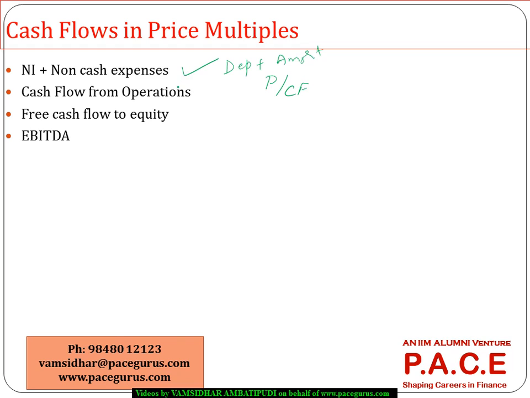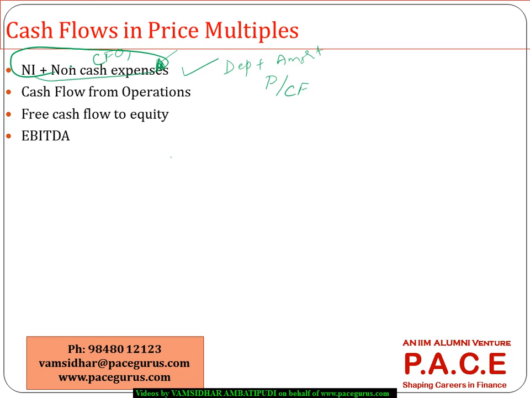we know that there are a lot of things like change in working capital and all those things that are not included. Sometimes if the working capital investment is very high, the cash flow from operations shows up a much lesser number, whereas the net income plus non-cash expenses shows a very high number, which could have a very big impact on the multiple.